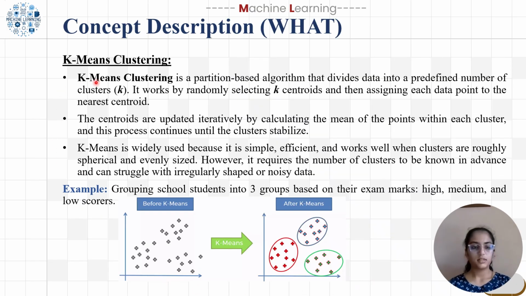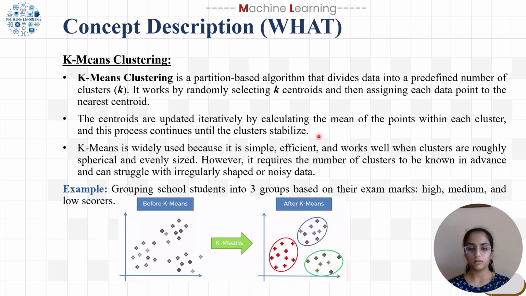First we will see what K-means clustering is. K-means clustering is a partition-based algorithm that divides data into a predefined number of clusters K. It works by randomly selecting K centroids and then assigning each data point to the nearest centroid. The centroids are updated iteratively by calculating the mean of the points within each cluster, and this process continues until the clusters stabilize.